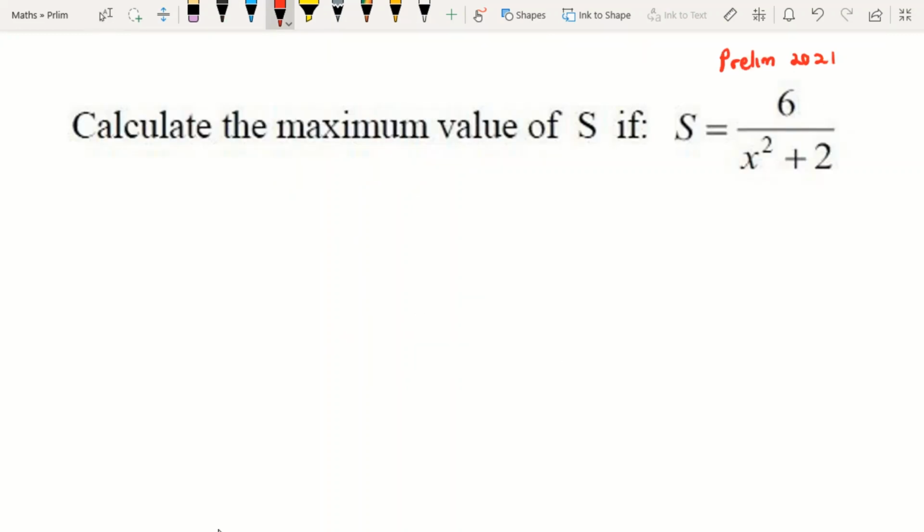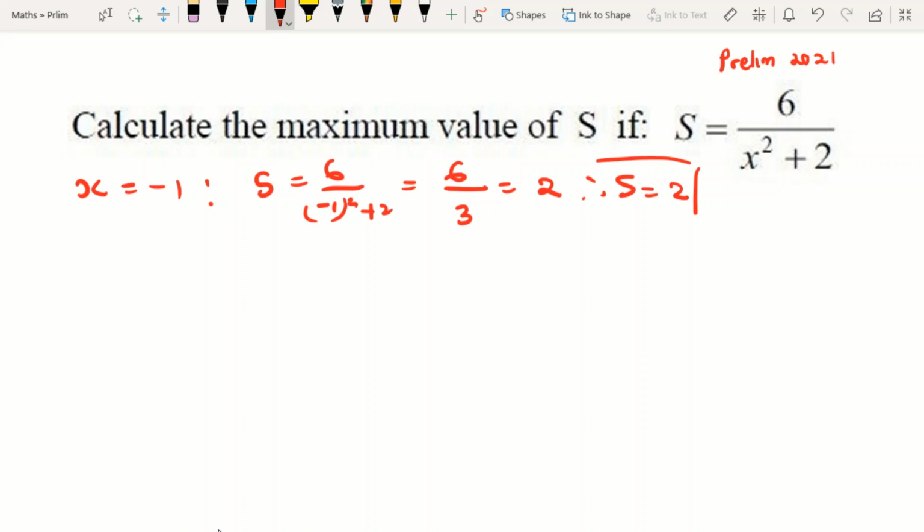Okay, so this question says calculate the maximum value of s if s is equal to 6 over x squared plus 2. So to find the maximum value of s, let's substitute x. Say x is equal to minus 1. What is the value of s? So it's going to be s is equal to 6 over minus 1 all squared plus 2, right, which is equal to 6 over 3, which is equal to 2. So therefore s is equal to 2, right? So this is the first one.